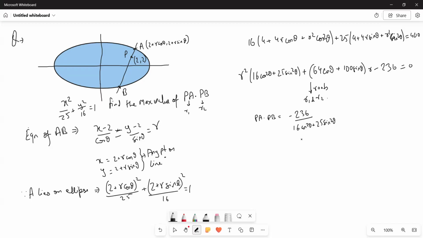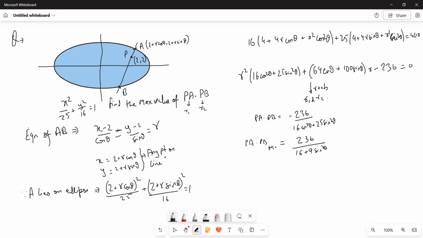अब 16 cos square plus 25 sin square को 16 plus 9 sin square theta कर दिया, समझ गया. So now 16 plus 9 sin square theta, what is the maximum possible value? When will this be maximum? Theta 90 पे. Theta 90 होगा. अरे भाई, PA into PB maximum चाहिए. थीटा जीरो. डिनोमिनेटर को तो मिनिमम करना होगा ना. सॉरी थीटा जीरो. हाँ, डिनोमिनेटर को मिनिमम करना होगा.